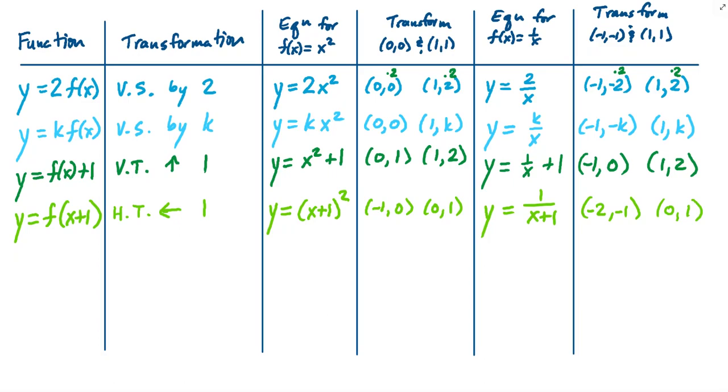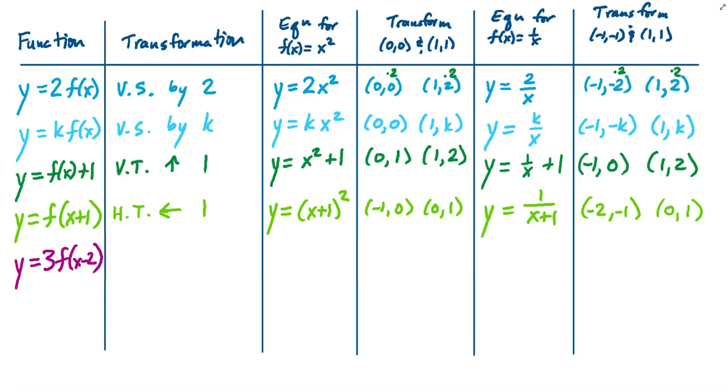All right, let's take another example. Let's look at y equals 3 f of x minus 2. What's happening here? Well, this time we have two transformations being applied at the same time.